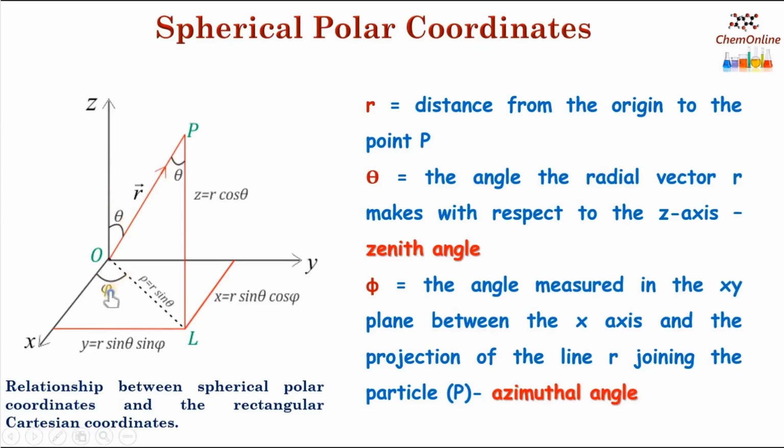Now the third coordinate is phi, and this is the angle measured in the xy plane between the x-axis and the projection of the line r joining the particle P. So here the dashed line represents the projection of the line r, which is joined with the particle P. And this angle phi is known as the azimuthal angle, or also known as the longitudinal angle. So instead of x, y and z in Cartesian coordinates, we have r, theta and phi in spherical polar coordinates.